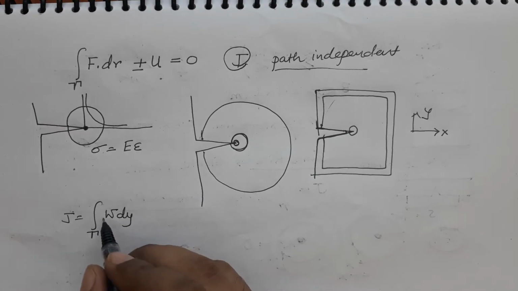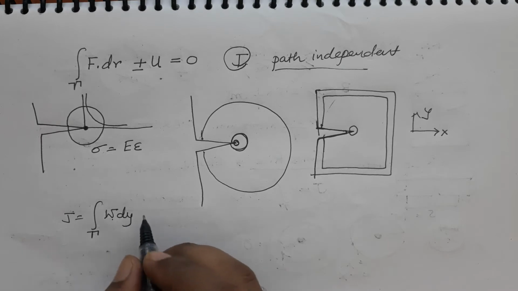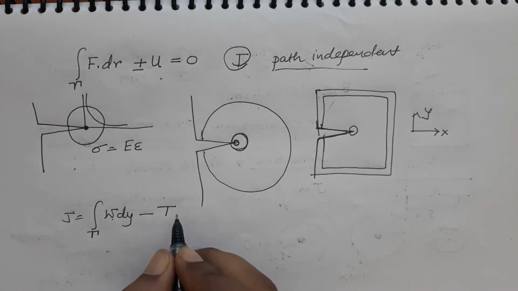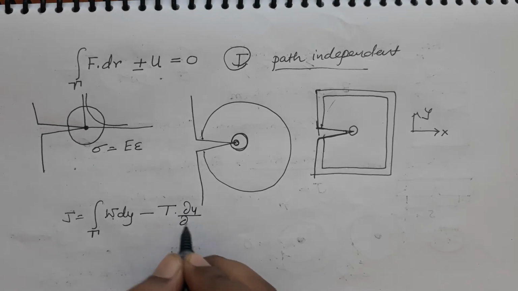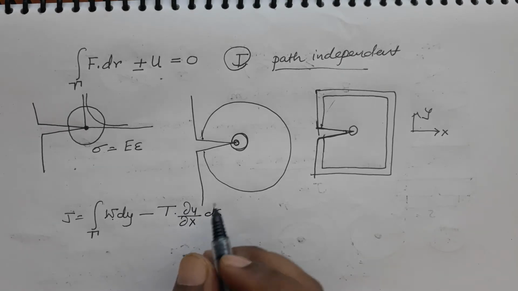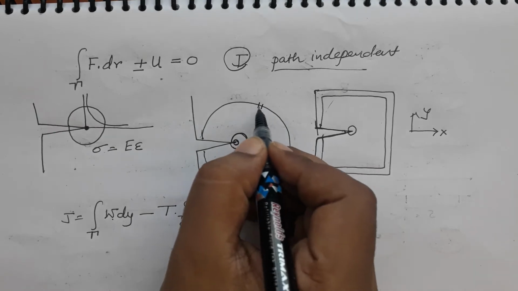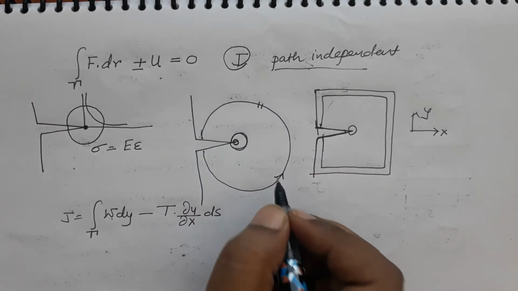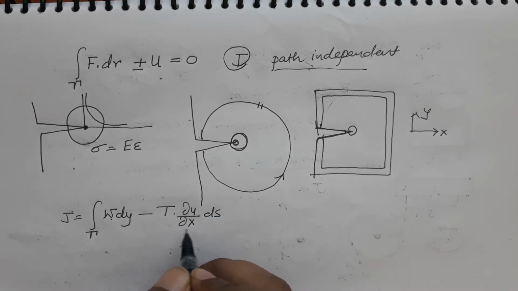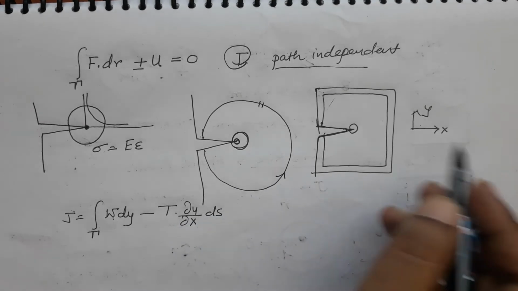And so, you have strain energy density integration in the y direction minus traction vector into del u by del x ds. ds is a small portion on the contour. Contour goes counterclockwise and u is the displacement and x is the x direction.